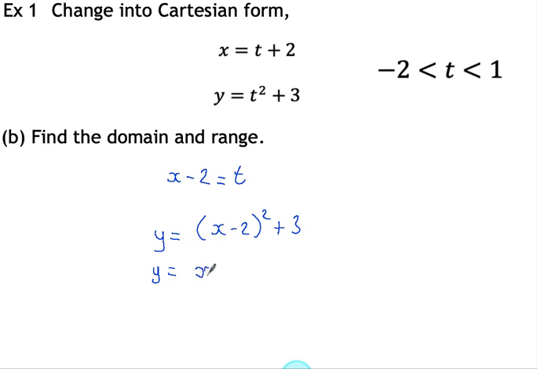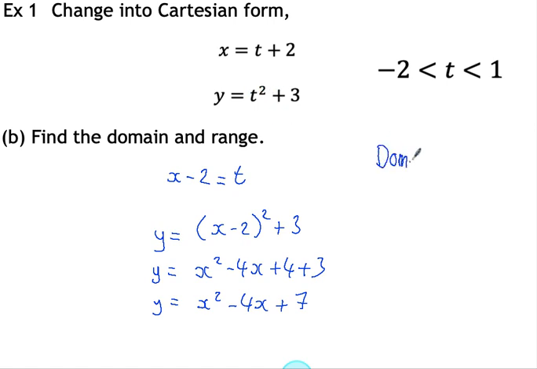But we could also expand it and then collect like terms. So there you have it. We've written it in Cartesian form. The only thing that's left for us to do is find the domain and the range. Now this doesn't change in terms of what it means. So the domain is still x and the range is still y. So we need to use these values of t to find out the restrictions on the domain and on the range.